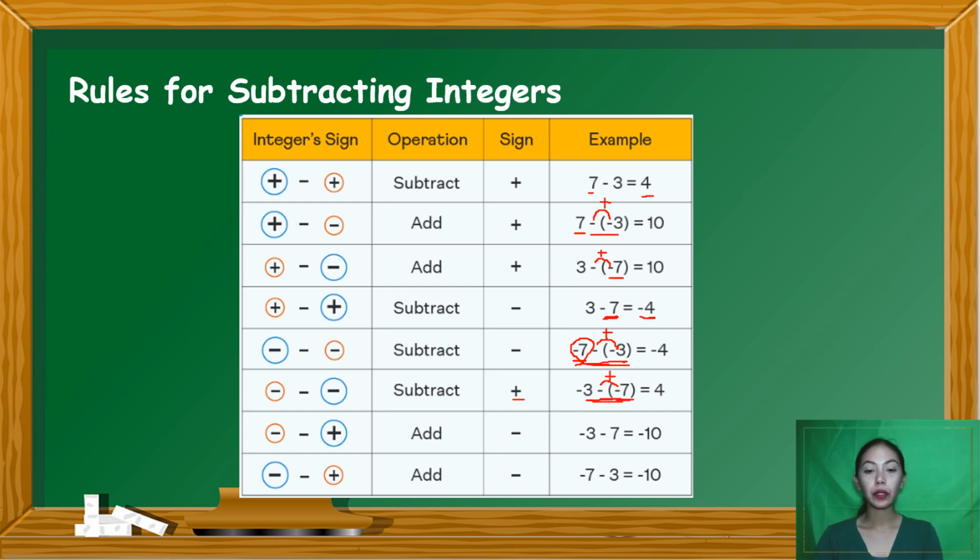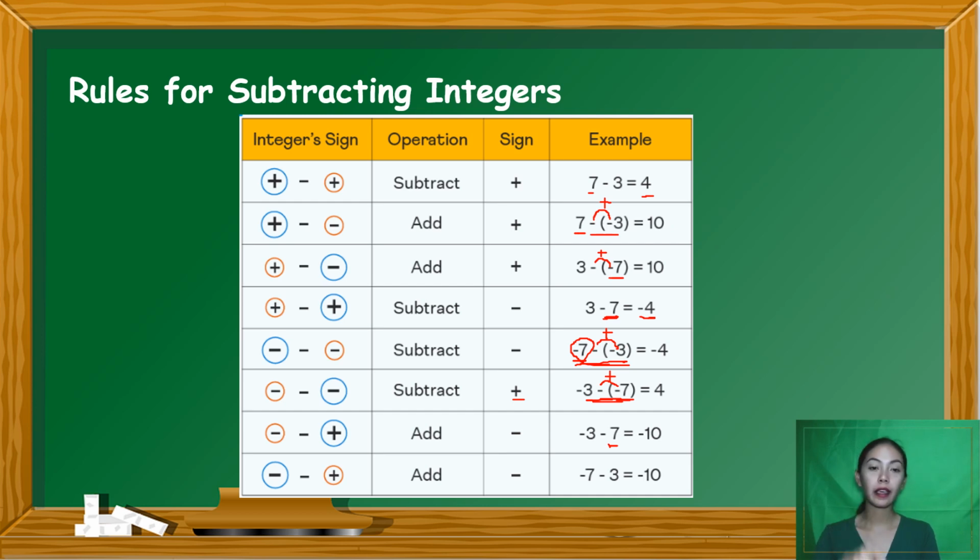So, example, negative 3 minus 7. The bigger number here is the second term. Negative 3 minus 7 is equal to negative 10. Since they have the same sign, we will just add the two. So the answer is negative 10.